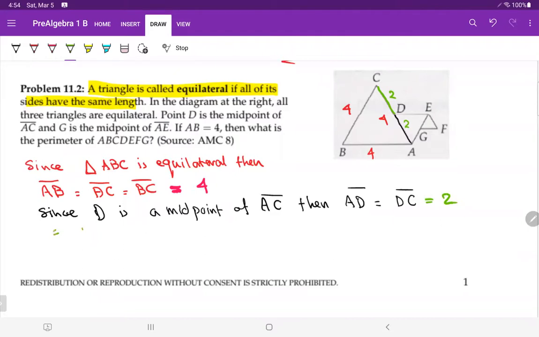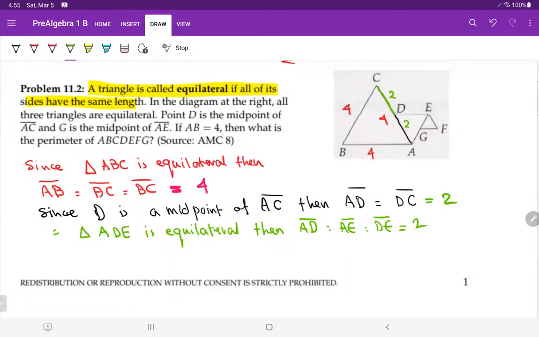And since the triangle ADE is also equilateral, then AD is equal to AE is equal to DE, which is 2, because we know one of them is 2, so all of them are 2s, right? Are you following or no? Seems that I'm just explaining to myself. All of them are 2.